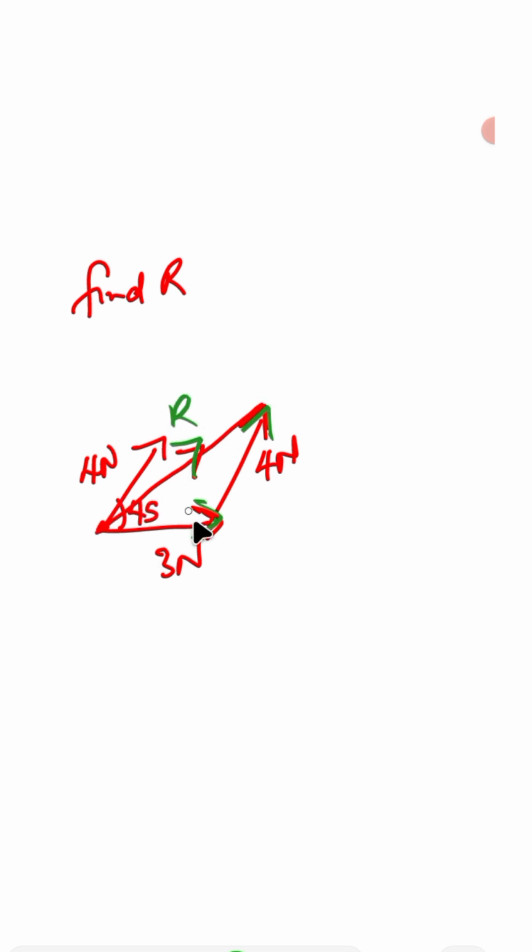This angle 45 degree will not be here. It's going to be outside here, because these lines are parallel. So you need to find one that is inside here. To find that, just do 180 minus 45 degree. That's angle in a straight line. So let me just redraw it real quick.